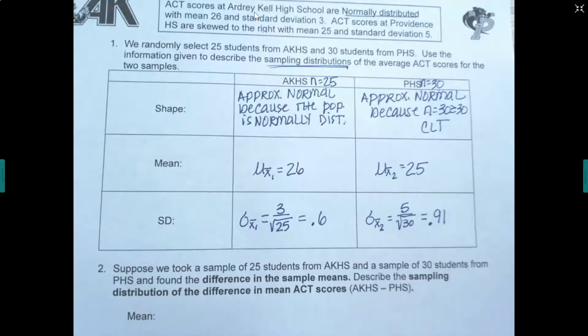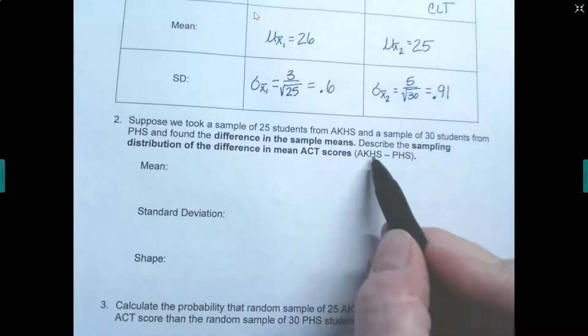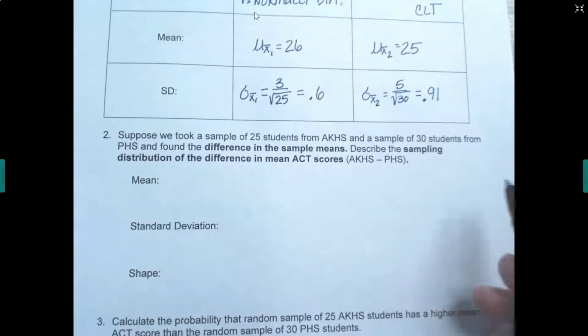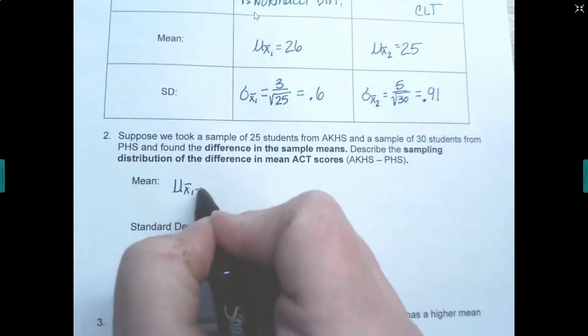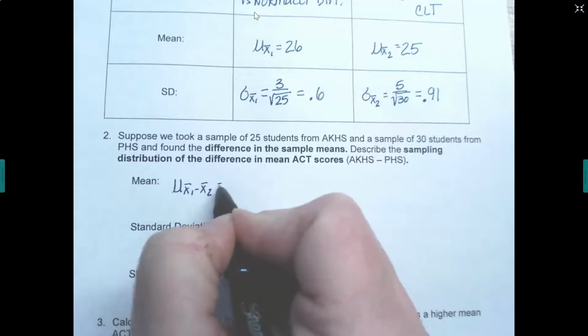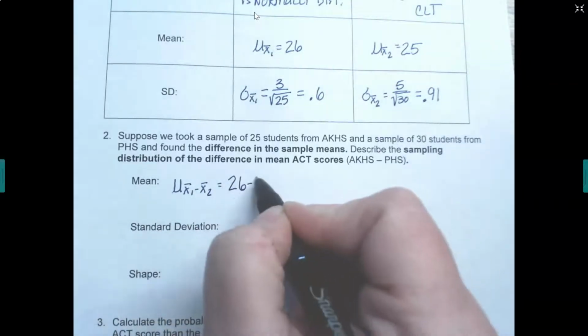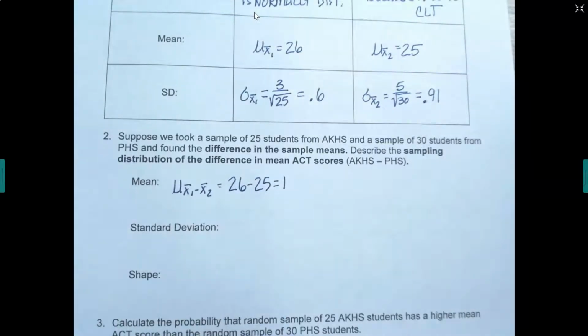Now we want to find the difference in them. So we got to start putting some stuff together. And they're telling us to take Audrey Kell minus Providence. Okay? So to find the mean of Audrey Kell minus Providence equals 26 minus 25, which is 1. So the mean of their difference, it's an average difference of 1. Okay?